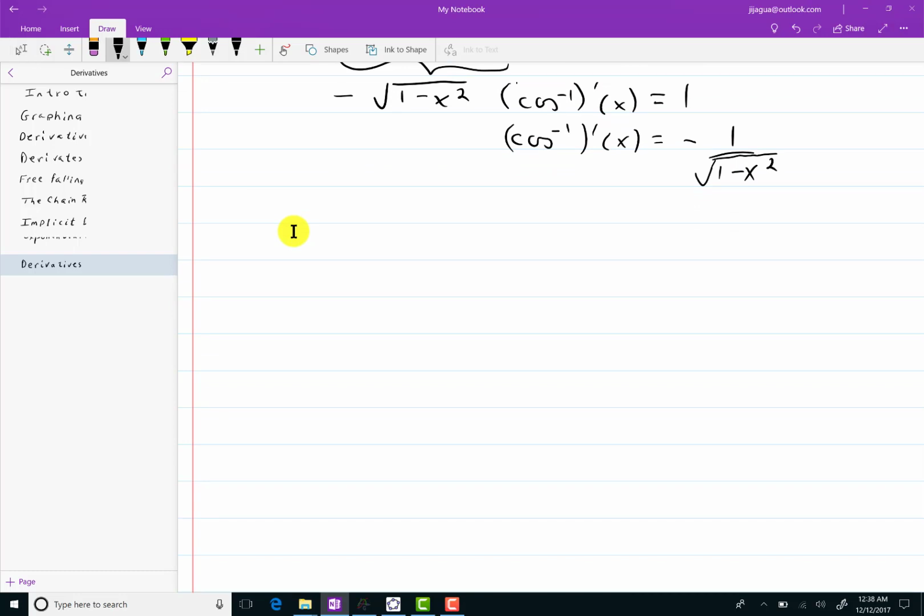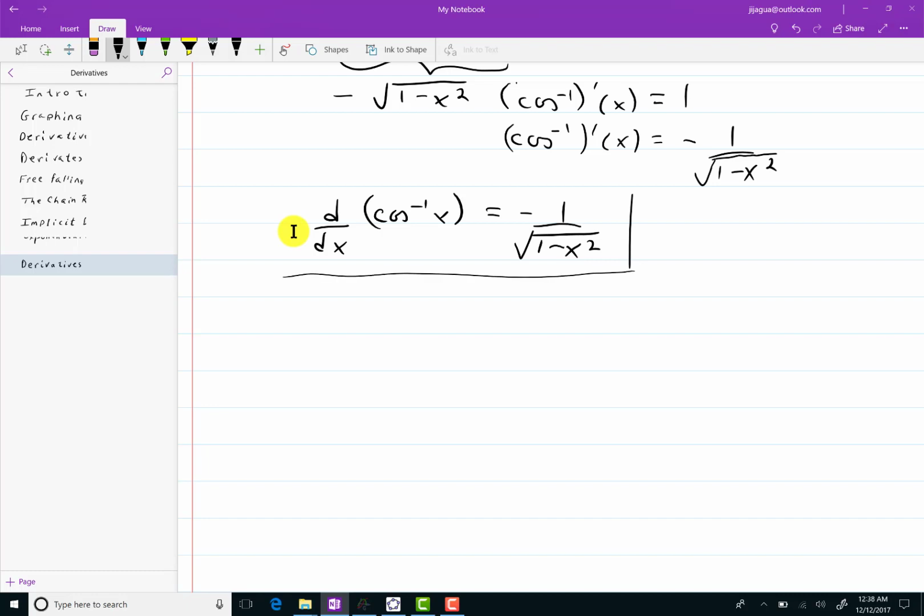So the derivative of cosine inverse of x equals negative 1 over the square root of 1 minus x squared. I don't think I need to specify the values of x. I think you can see that we can't allow x to be negative or positive 1, so x has to be between negative 1 and 1, but not including negative 1 and 1.